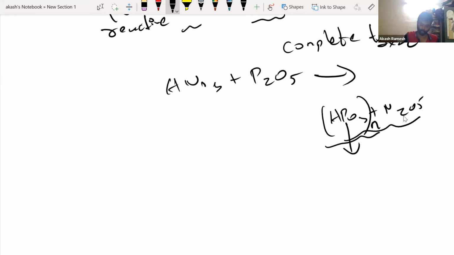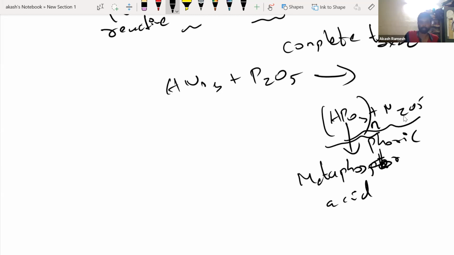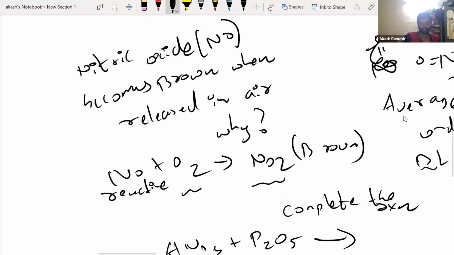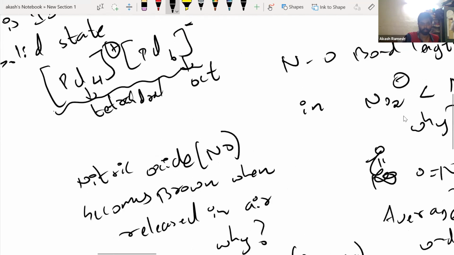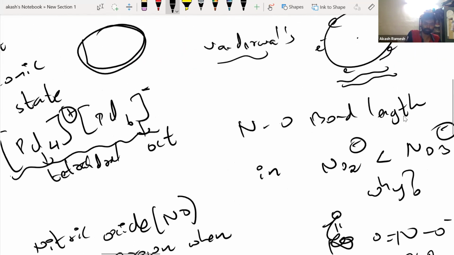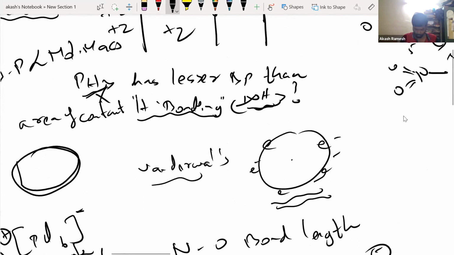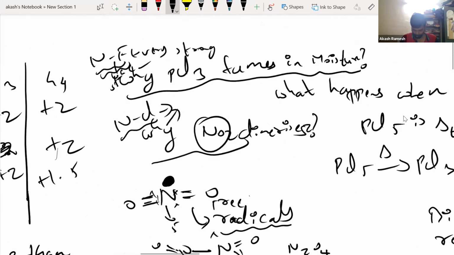Anyways, so now anybody knows what is the name of the acid? Okay, so it's called metaphosphoric acid. Metaphosphoric acid. Okay, right? So yes, this group gets +2. Right, the last question for the day coming up.